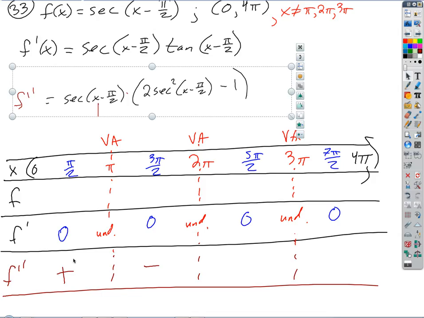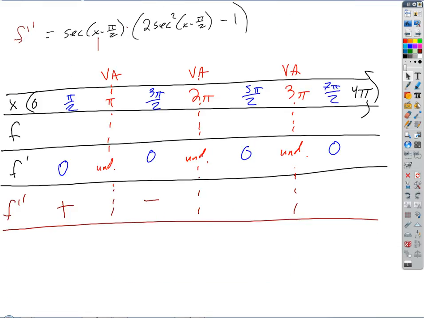At pi halves, if I plug in pi halves, I get secant of pi halves minus pi halves, secant of 0. What's the secant of 0? Well, it's 1 over the cosine of 0. And what's the cosine of 0? 1. So I'm going to get back 1 times 2 times 1 minus 1. So it's going to be positive, isn't it? Do you agree? Yes. If I plug in pi halves, I get 1 times something positive, times 1. So we were right, that is positive.